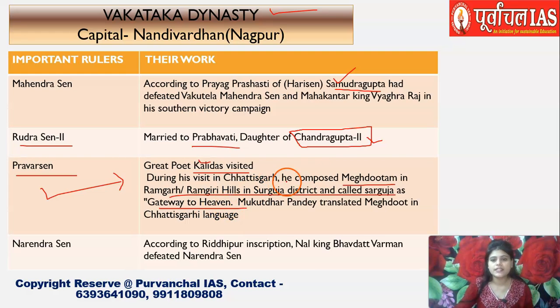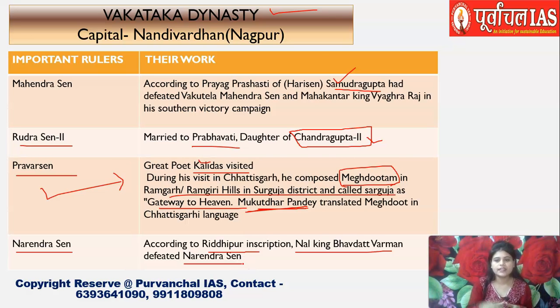An important thing to remember here is that this Meghdutam of Kalidas has been translated in Chhattisgarh by Mukutdhar Pandey. It is asked a lot of times. So, this Meghdutam has been translated into the Chhattisgarhi language by Mukutdhar Pandey. Then came Narendra Sen. According to the Riddhipur inscription, the Nal king Bhavdat Varman defeated Narendra Sen. So again we see there is one more contemporary dynasty of the Vakataka apart from the Gupta, and that is the Nal dynasty, because one of the Nal kings, Bhavdat Varman, defeated the Vakataka king Narendra Sen.